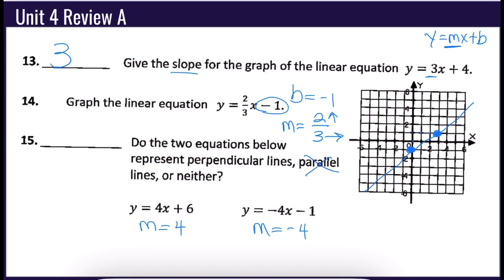For this to be perpendicular lines, we would have to have one slope, 4. Let's turn it into a fraction, 4 over 1. We're going to flip it, so that would be 1 over 4. And then we are going to flip the sign. 4 over 1 is positive, so our new slope would be negative, -1/4. Well, -4 is not the same thing as -1/4, so it's not perpendicular either. So the answer to 15 is that these two lines are neither parallel nor perpendicular.